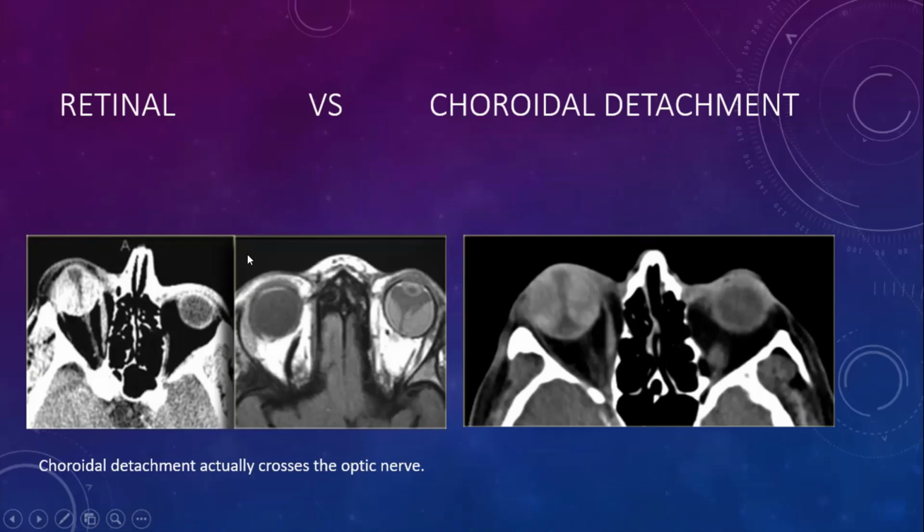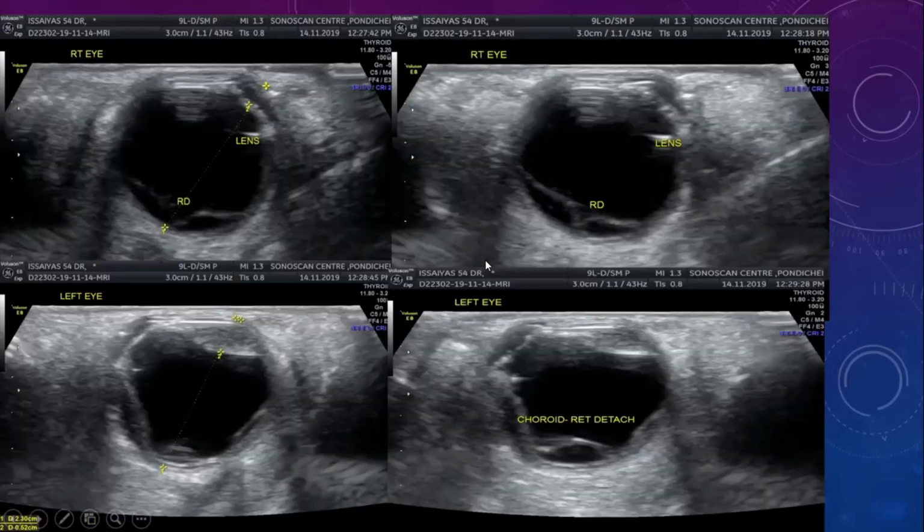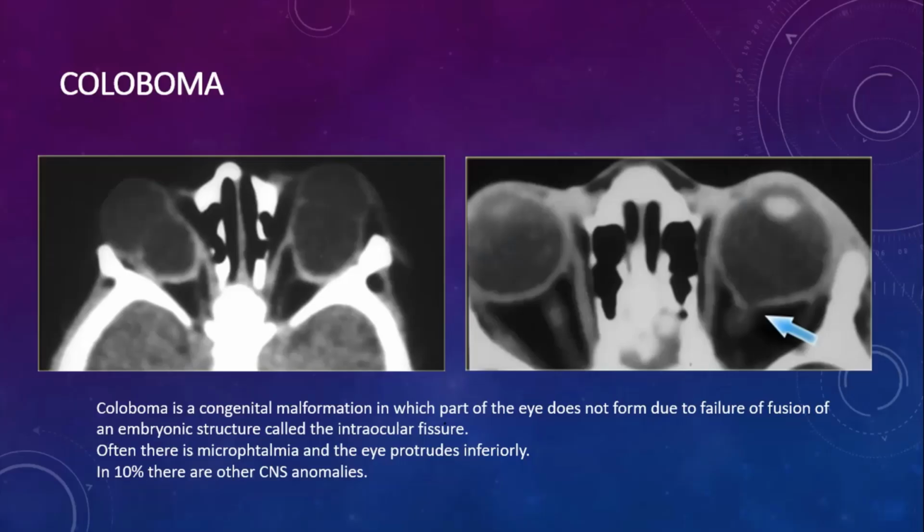The second one is actually a case of a retinal detachment, where the optic nerve insertion site has not been crossed here. This is another case of a choroidal detachment. So this is a sample case of ultrasound, where the clear anatomy of the globe is very well noted, as the first line imaging modality. This is a case of a chorioretinal detachment, and they may both also be associated.